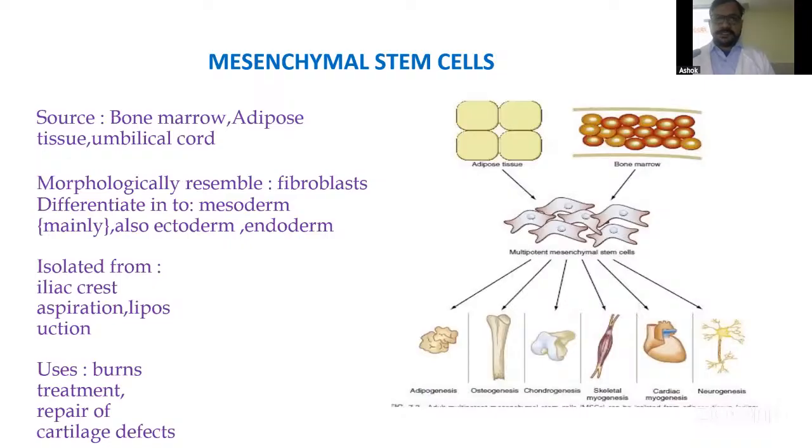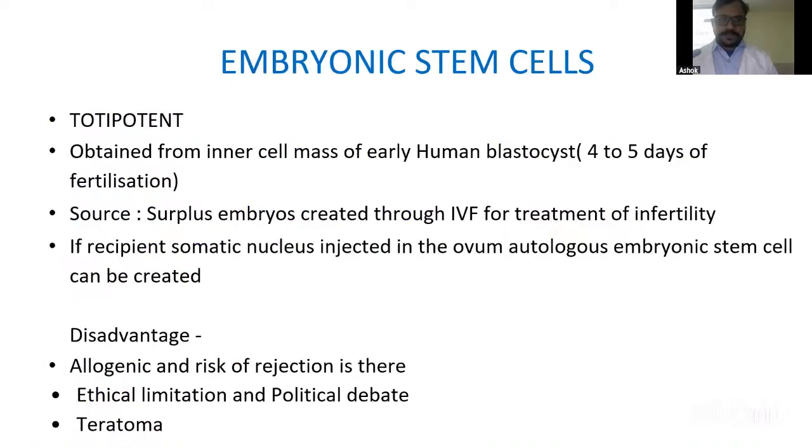Mesenchymal stem cell sources are bone marrow, adipose tissue, and umbilical cord. Morphologically they resemble fibroblasts and differentiate mainly into mesoderm, and also ectoderm and endoderm. Isolated from the iliac crest by aspiration, or by liposuction, they are used in burn patients and repair of cartilage defects.